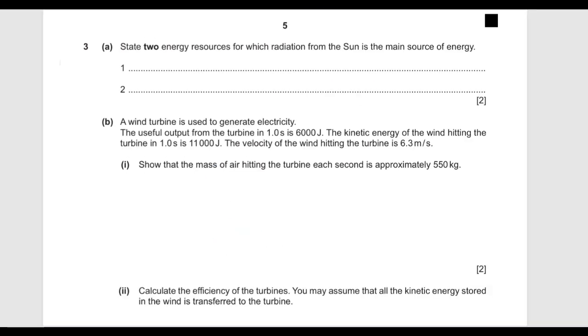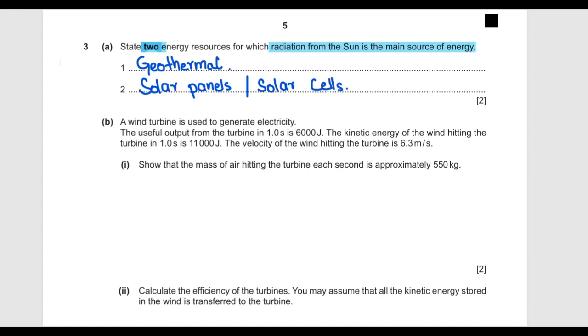Okay, question number 3 is saying state two energy resources for which the radiation from the sun is the main source of energy. Like the sun is the main source of energy. So we have to name two energy resources. The first one is geothermal energy and the second one is solar panels, or you can say solar cells as well. B part is saying that a wind turbine is used to generate electricity.